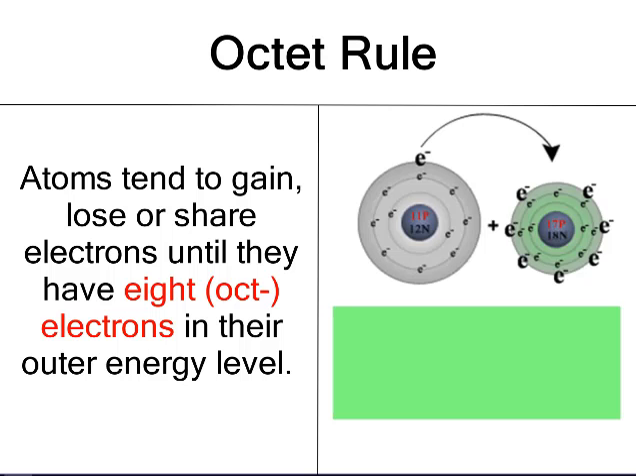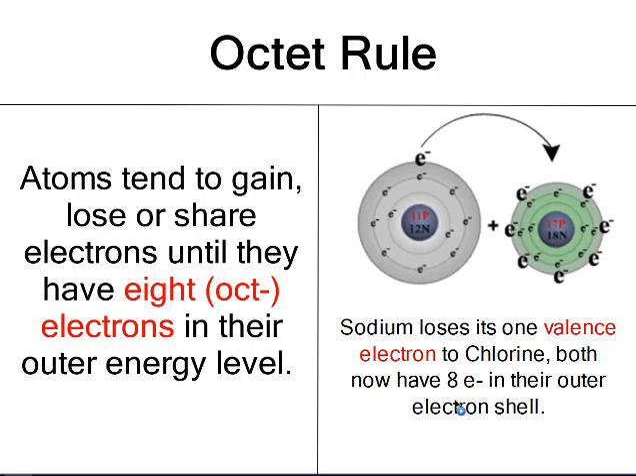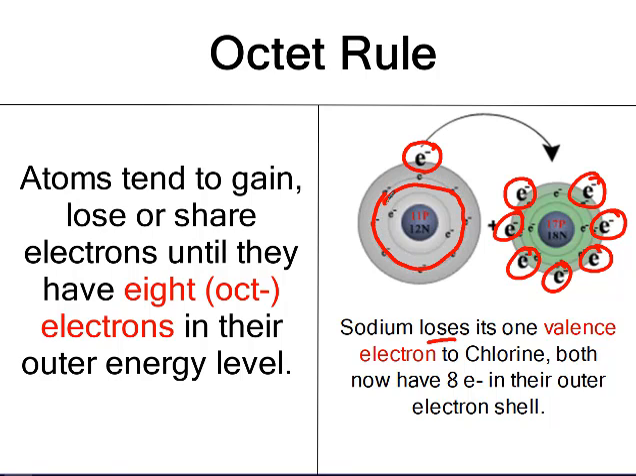So the octet rule says that atoms tend to gain, lose, or share electrons until they have 8 electrons in their outer energy level. So sodium has 1 valence electron. Remember, valence electrons being the electrons in the outer shell, and chlorine has 7. So sodium is likely to lose 1 valence electron to chlorine and have 8 electrons in its new outer shell, which would be this one, while chlorine would gain that one to have 8 in its outer shell.